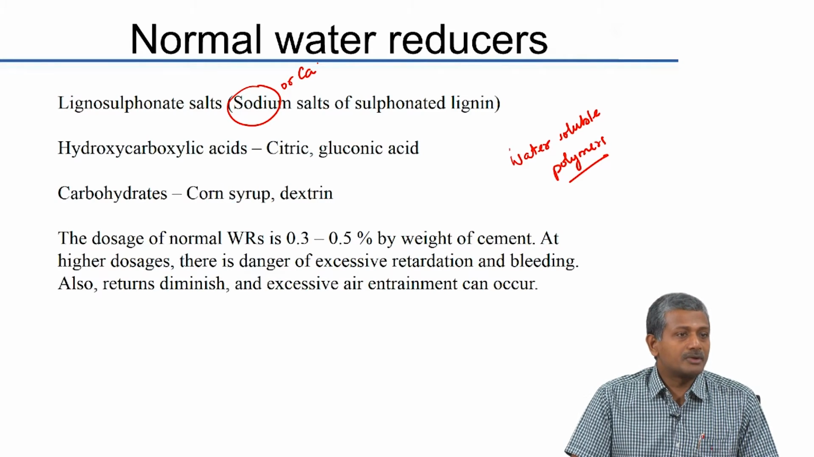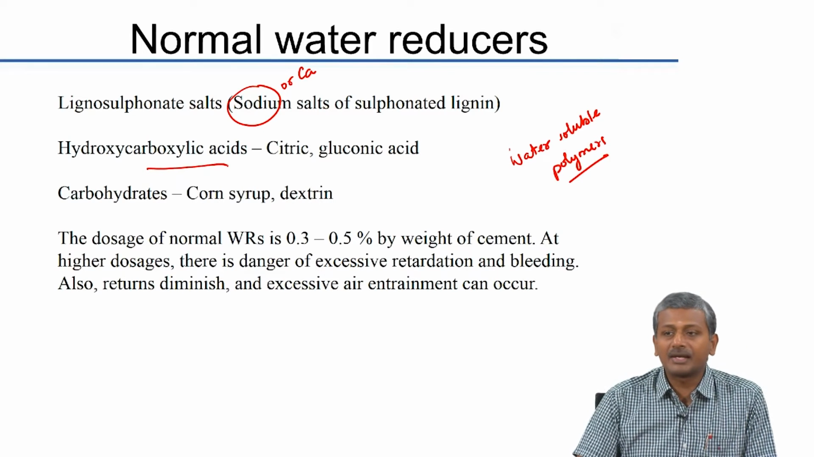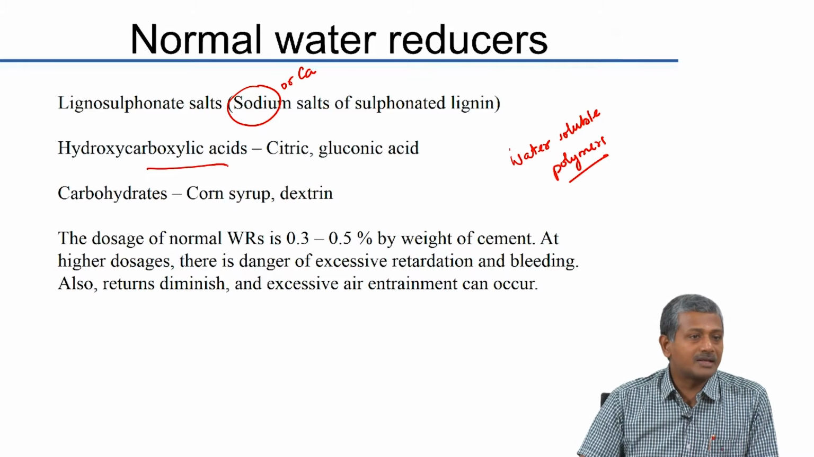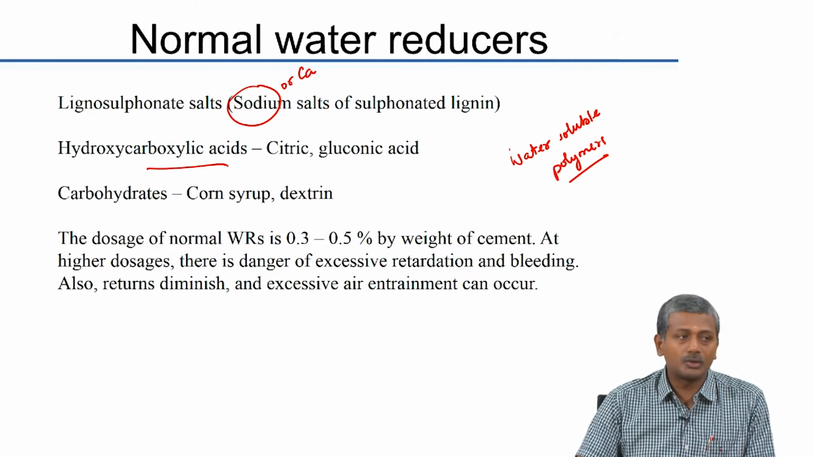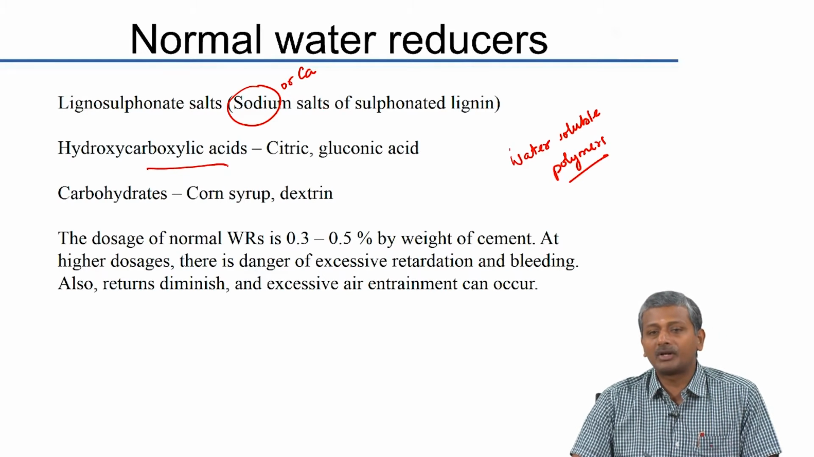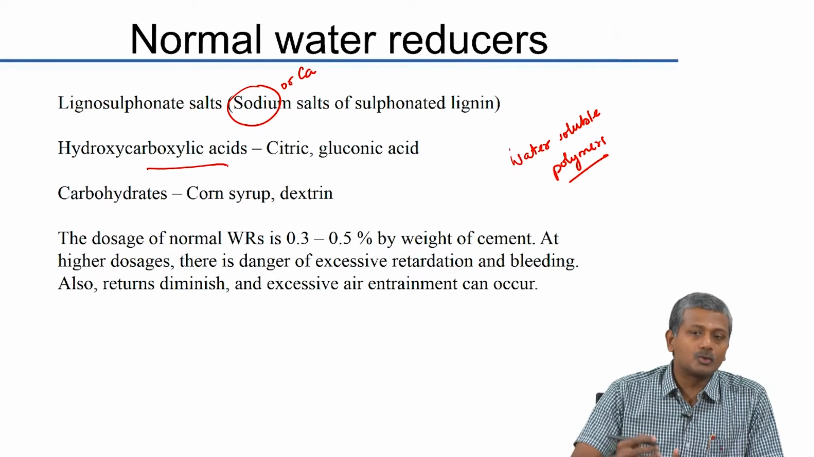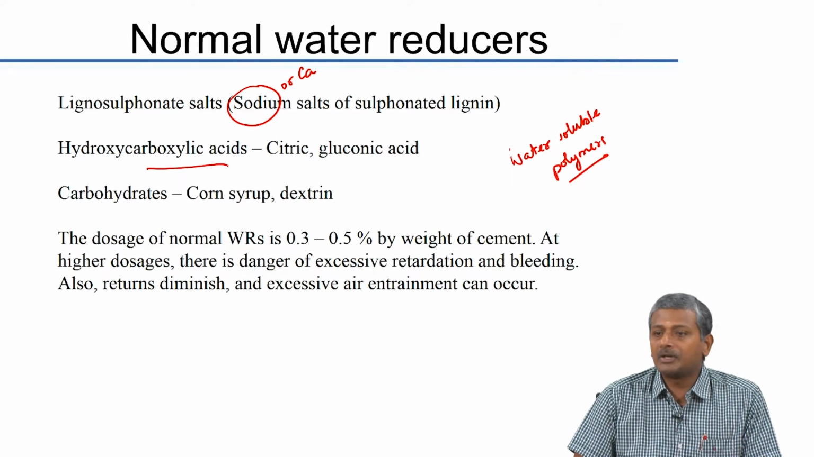The other common water reducing chemicals include hydroxy carboxylic acids like citric or gluconic acid. Okay. You can also use carbohydrates, corn syrup, dextrin, even sugar is a good water reducer. Normally these are used at a dosage of about 0.3 to 0.5% by weight of cement. You can't use too much because when you increase the dosage there is air entrainment in the system.